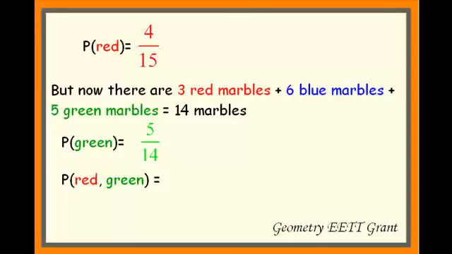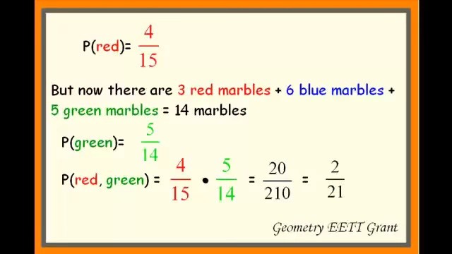Well, you multiply, and we do the 4/15 times the 5/14, and whenever you multiply straight across on fractions, you're going to get a total of 20 divided by 210. But that reduces. 20 divided by 210 reduces to 2 out of 21. So 2 times out of every 21 times you try, this will happen. You'll get a red marble, then a green marble. The other 19 times, something else will happen. So that's how you do one without replacement.